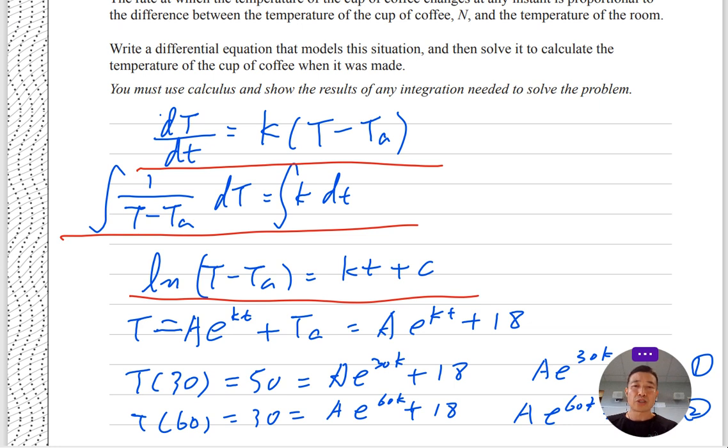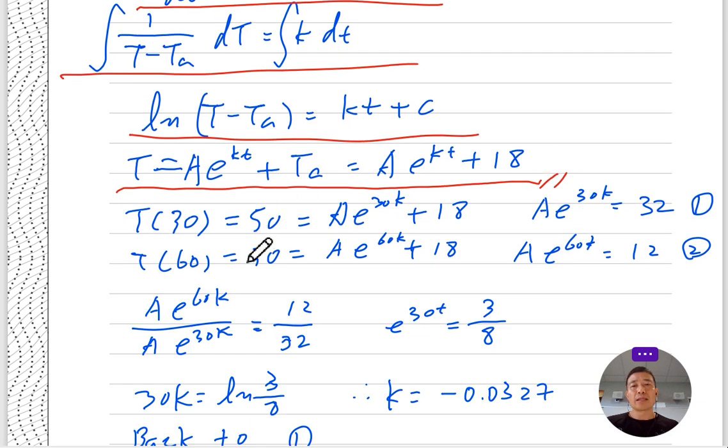So what I did is I shifted the Ta, and e to the power of C is a constant, so I use just A, right? You could say P or whatever you like, so I just use A. So I complete this equation, and then this is a simultaneous equation, right? So you plug 30 into t, small t I mean, you get this. So that means A e to the power of 30k is 32.